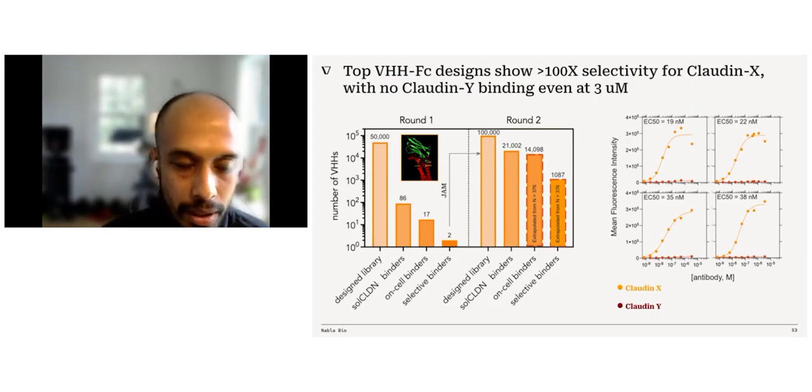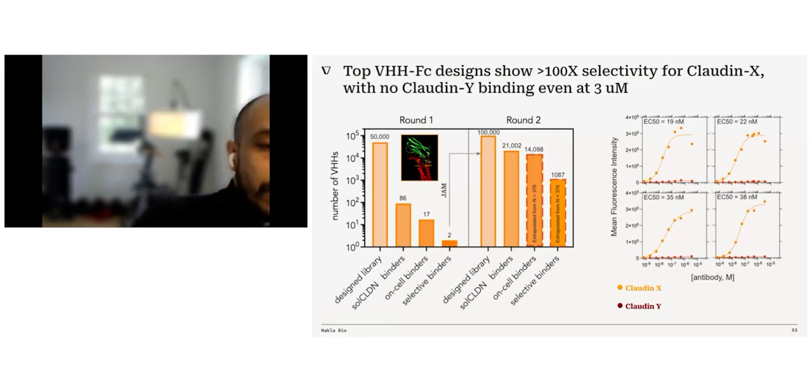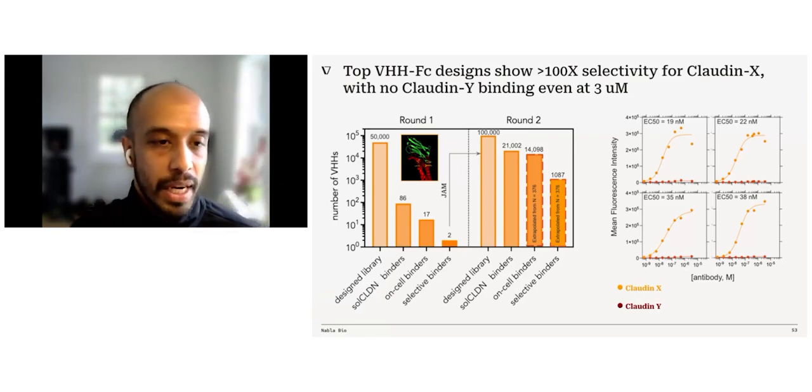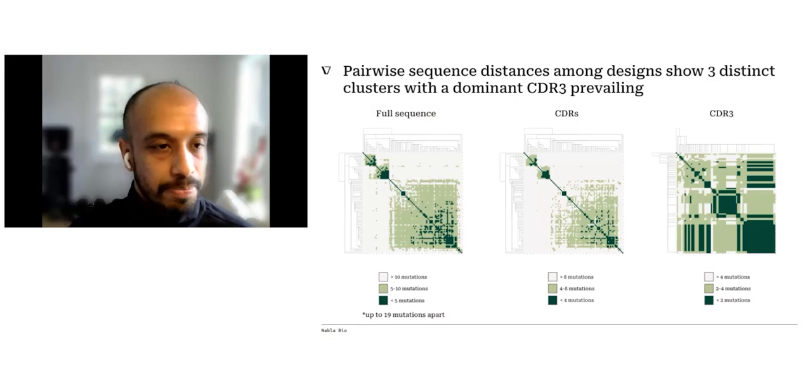And you can see, compared to the previous designs I showed, we're seeing binding EC50s of similar range. So these are still double-digit nanomolar binders of claudin X, but have essentially no binding to claudin Y, even when we titrate the antibody up to about 3 micromolar, which is a lot of antibody. So, after this, it felt like, especially for the top designs, we were able to get much more selective designs and get a bunch of them.